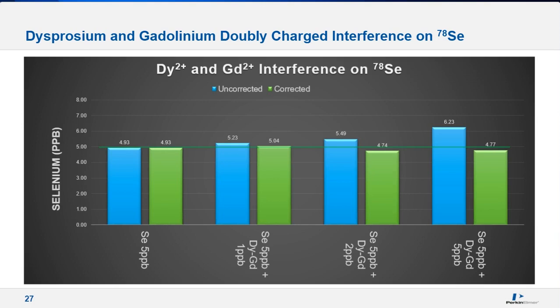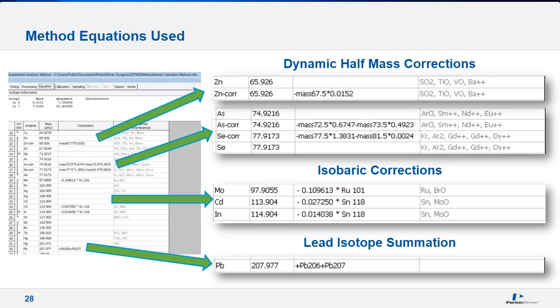For this work, here are the equations used in the method. It contained dynamic half-mass corrections, isobaric corrections, and also included an equation that sums up lead 206, 207, and 208 to account for variations in the isotopic distribution of lead on this planet.